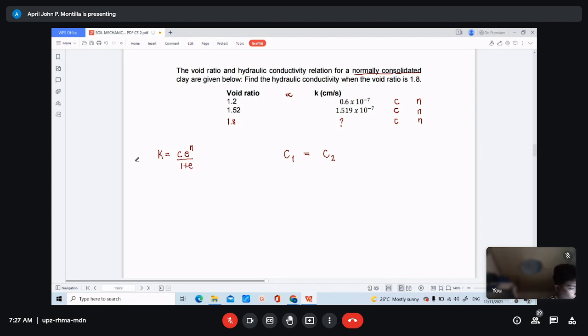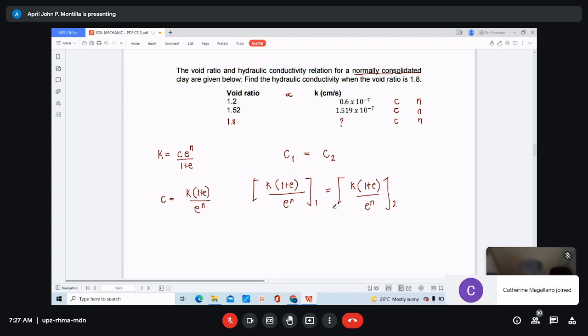What is the value or formula for constant C? Using the equation, by simplifying that, cross-multiply lang natin, C will be equivalent to k multiplied by 1 plus e over e raised to n. So substitute lang natin dito sa equation natin. And that will become k multiplied by 1 plus e over e raised to n ng first set of values, equivalent to k multiplied by 1 plus e over e raised to n ng second set of values natin. So we can now compute the value of variable n in this equation. Substitute lang natin mga binigay na parameters.